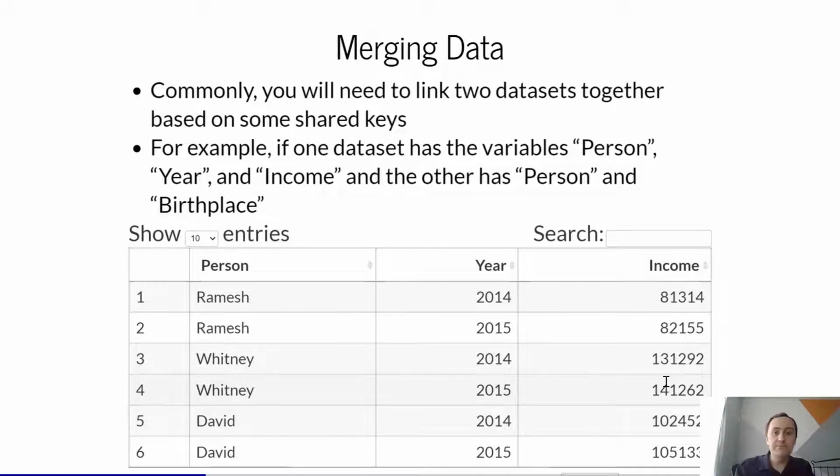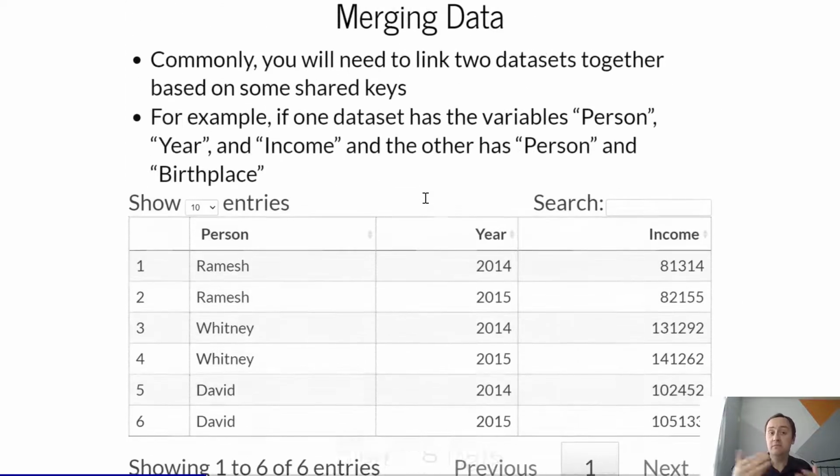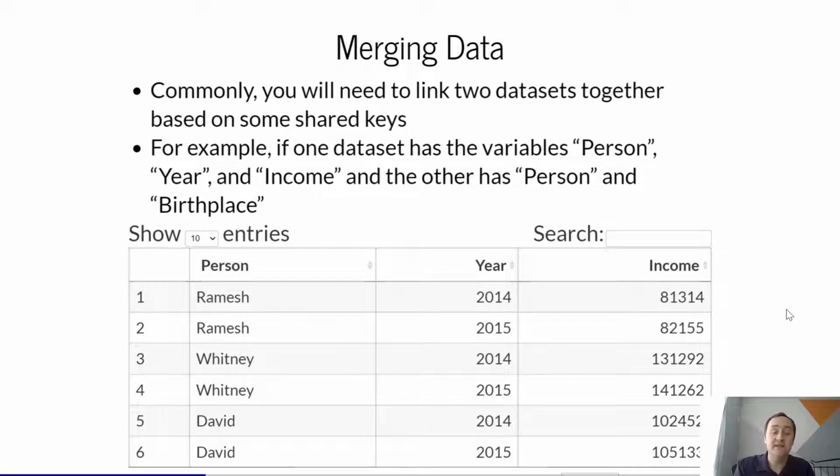And sometimes it multiplies things. It duplicates things when it needs to. So Ramesh has 2 rows here, but only 1 row here. So Crawley's going to get matched twice, basically. And that is part of what merging does.